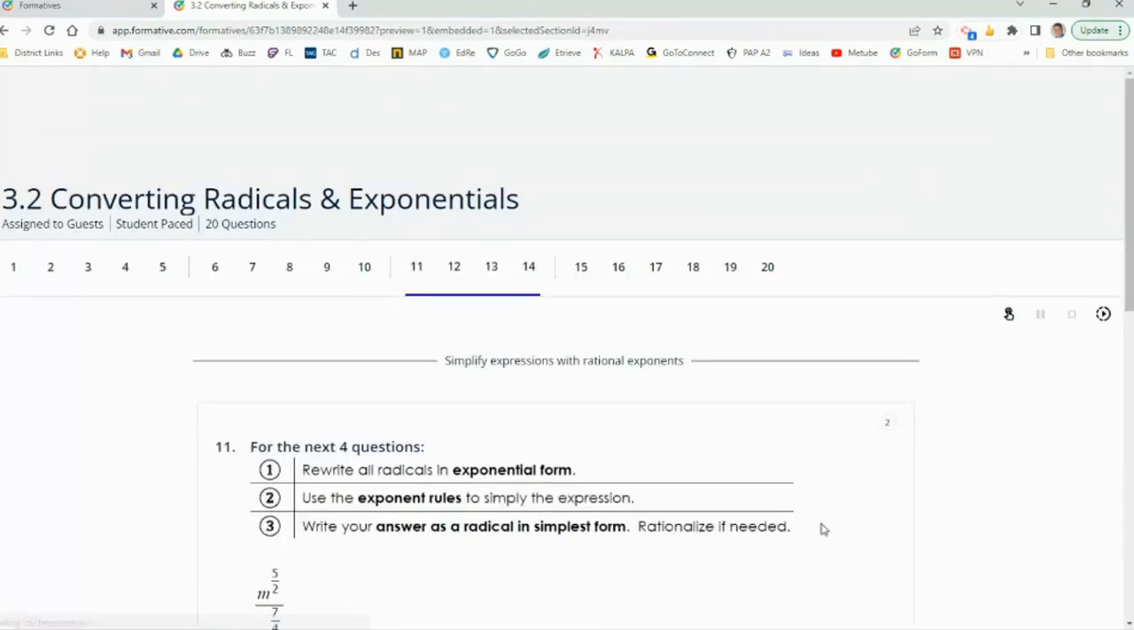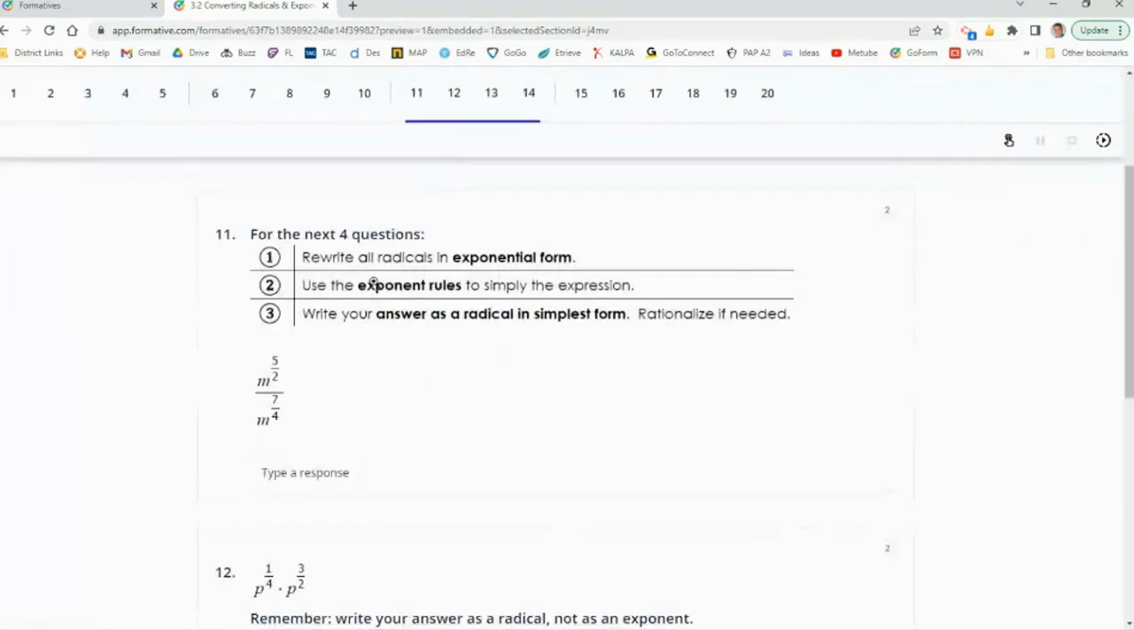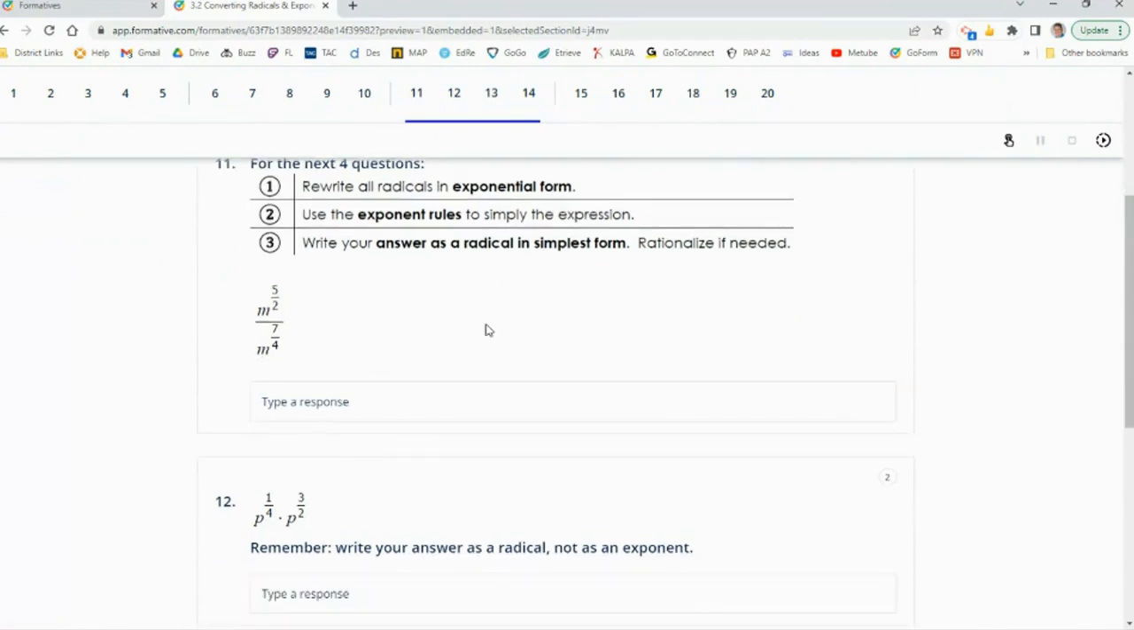Then we have: rewrite all radicals in exponential form, use the rules to simplify it, and write your answer as a radical. That's like we were doing on those problems on the second page. M to the 5/2 over m to the 7/4. This is already in an exponent, so you don't have to rewrite it. But what do the rules say? Remember, the rules say when you're dividing, you can just subtract the exponents. So that would be m to the 5/2 minus 7/4.